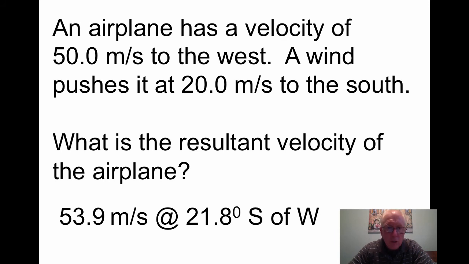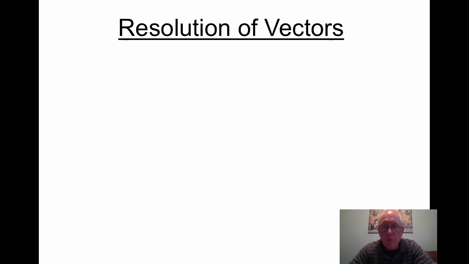Okay, so now we're going to talk about resolution of vectors. Vector addition means that we're going to take one vector, add it to another vector to get a one vector resultant. So we're going to add a number of vectors together to get one vector that is the resultant. In resolution of vectors, we're going to take a vector and split it into 2 parts, or what we call components.